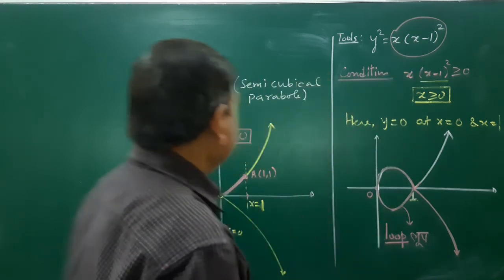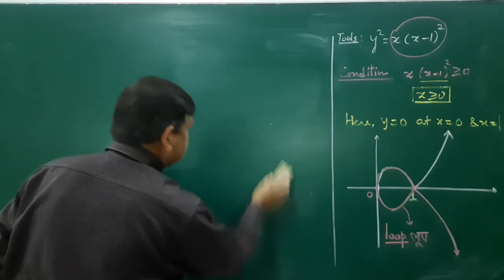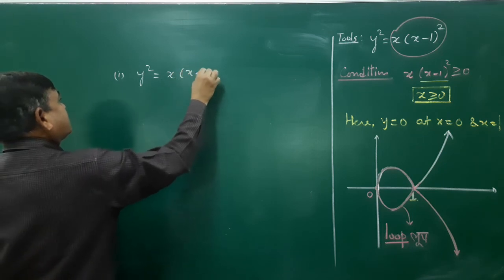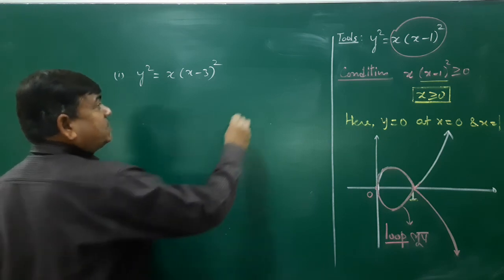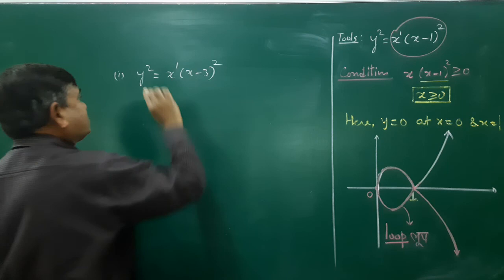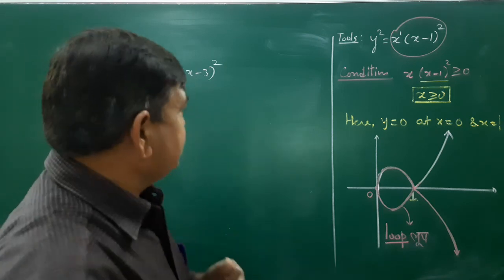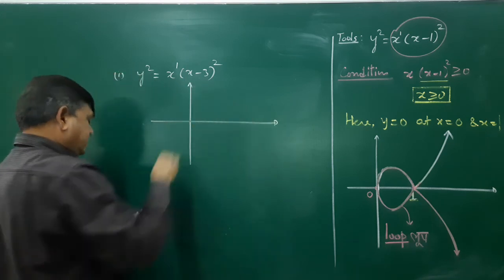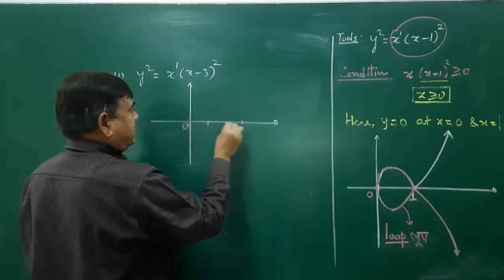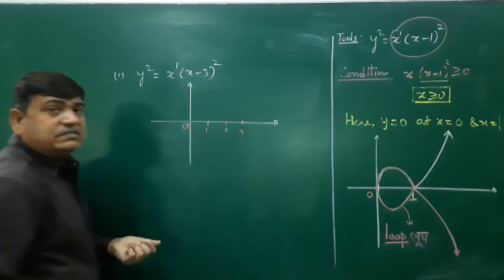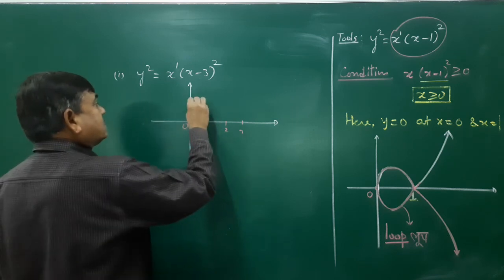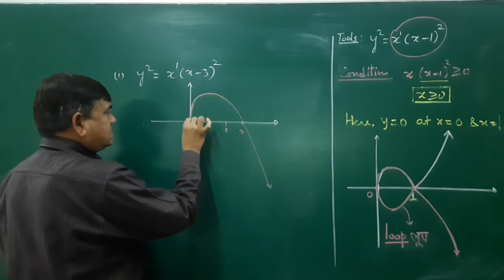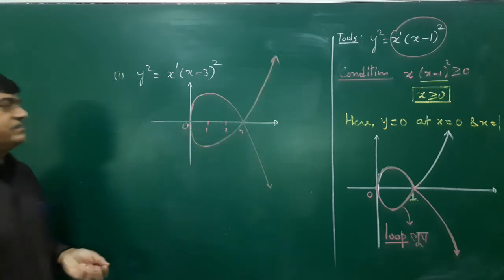Okay, now remember the power is 1 plus 2, 3, here it is 1 plus 2, 3, complete 1. So a little bit it is y square equals x cubed. Now this is 0 at 0 and at 3, so in a similar pattern I hope you can draw the graph easily. 0, 1, 2 and 3. So the graph is 0 at 0 as well as at 3. Since it is symmetrical, it is like this. This is the loop.